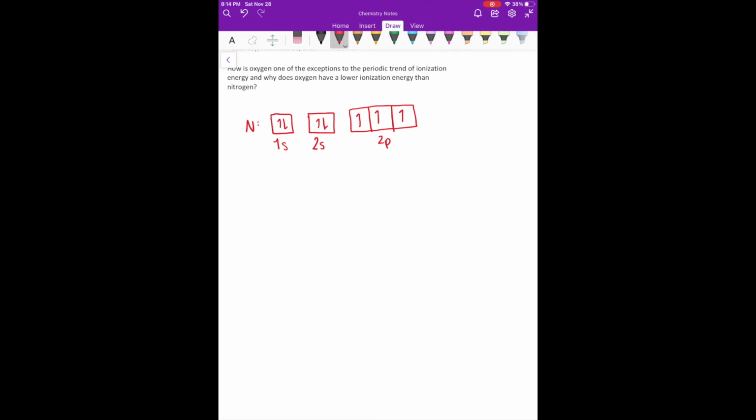So we know that nitrogen precedes oxygen on the periodic table. We also know that the ionization energy trend increases from left to right. So we would expect oxygen to have a higher ionization energy than nitrogen. But we know this is untrue because we just found out that oxygen is one of the exceptions to the periodic trend. So we're going to investigate why oxygen has a lower ionization energy than nitrogen. The first thing that we'll do is write out the electron configuration for nitrogen before losing an electron.